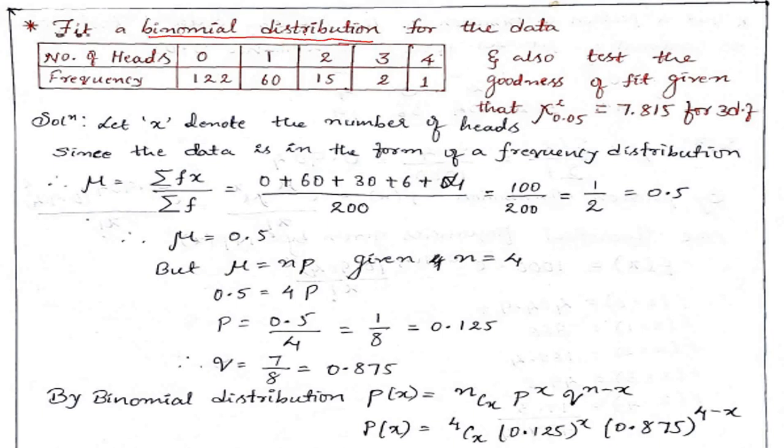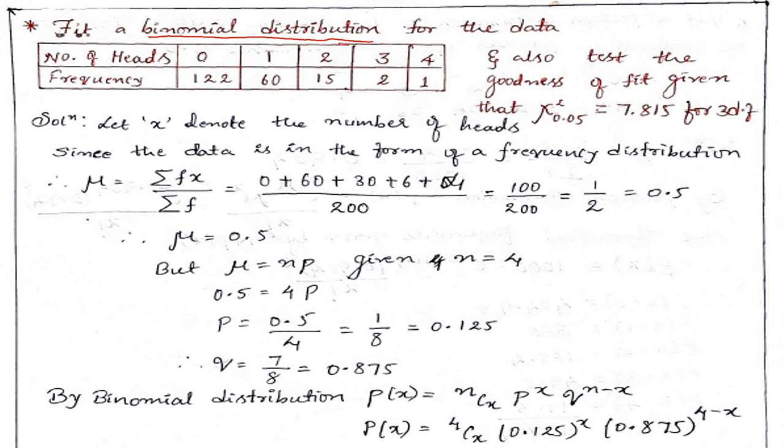As you know the binomial distribution formula, P of x is given by nCx, p power x, q power n minus x. So I need the p value and q value. As they have given a frequency distribution table, you can't directly find the value of p. So use the mean value, mu equal to summation fx divided by summation f. From this you are going to get the mu value.